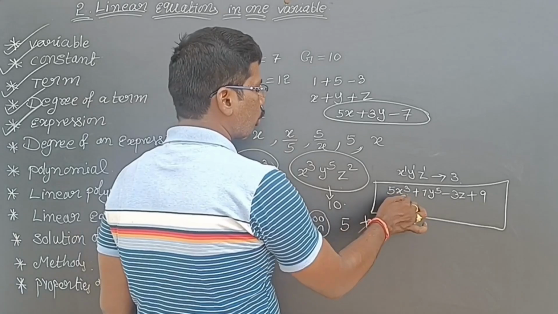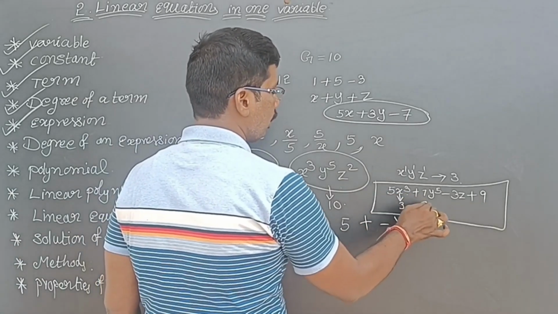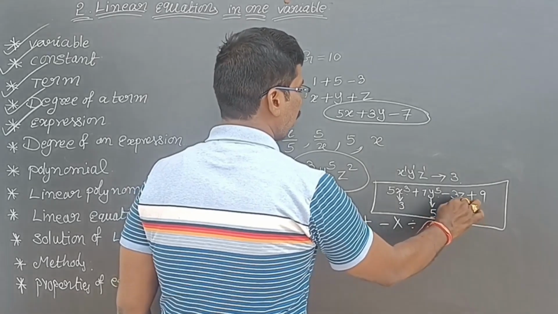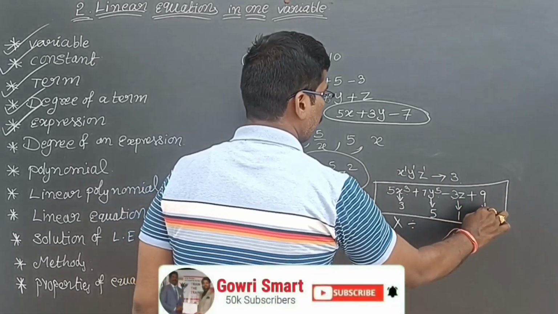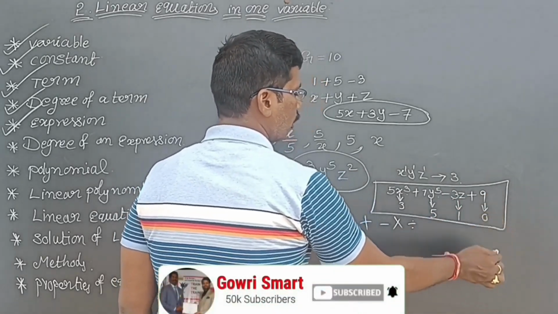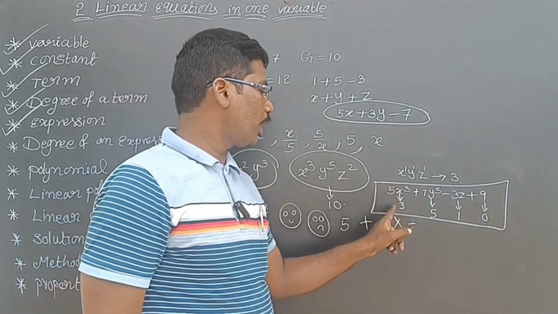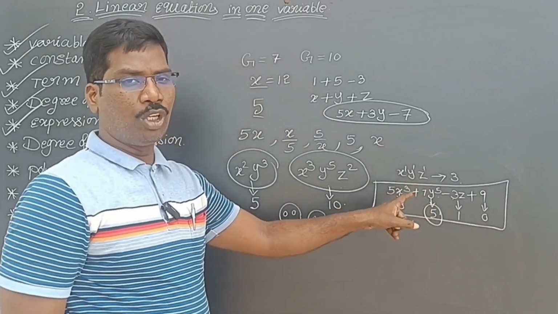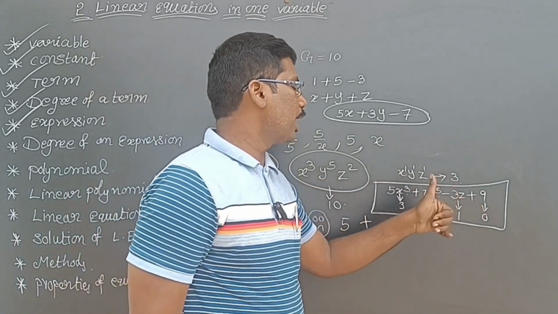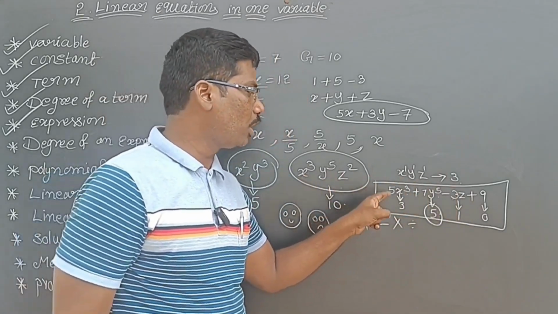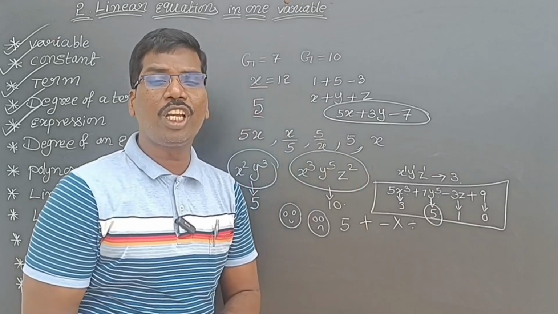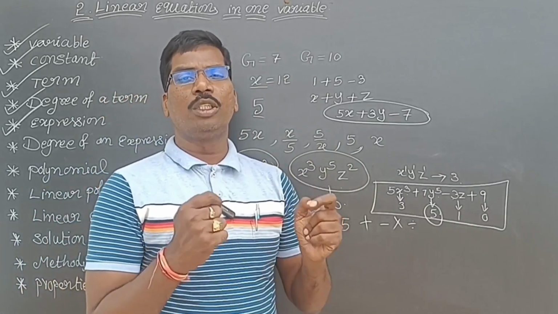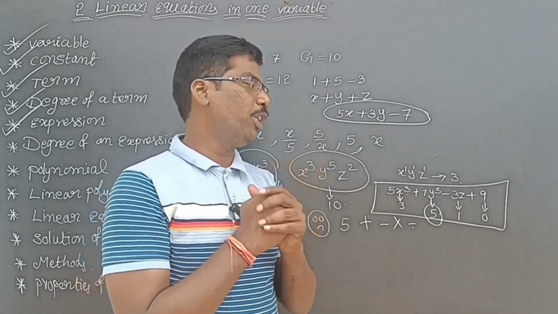See here, 5x cube, this degree is 3. 7y to the power of 5, this degree is 5. 3z, this degree is 1. 9, there are no variables, so 0. Out of 3, 5, 1, 0, 5 is the highest degree of a term. So the degree of this algebraic expression is 5. The highest degree of a term is called the degree of the algebraic expression.